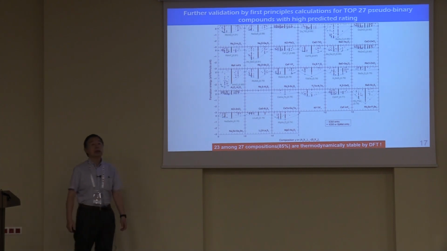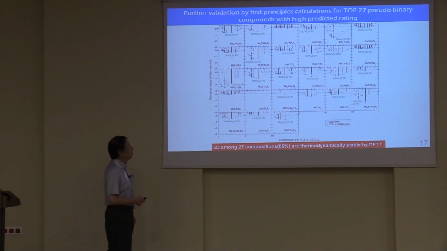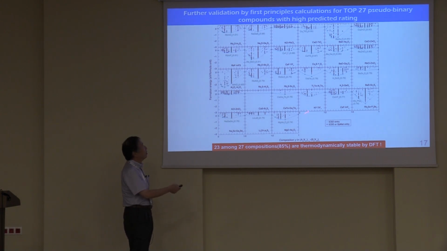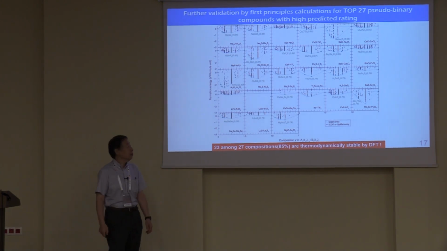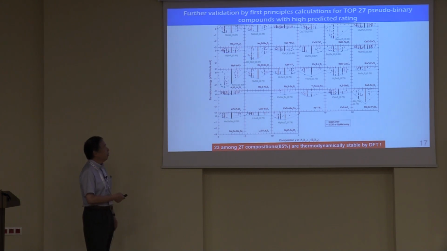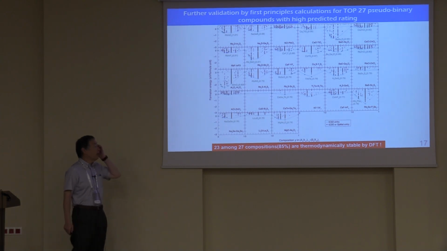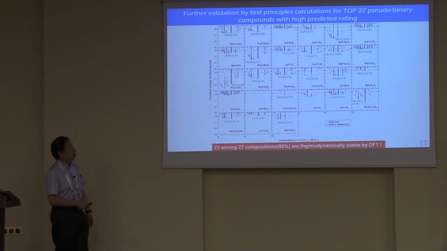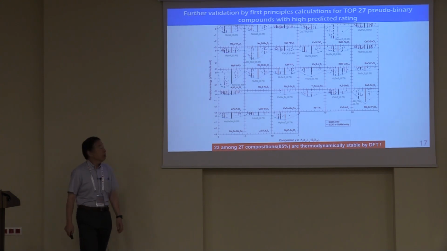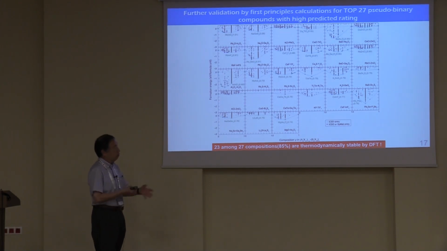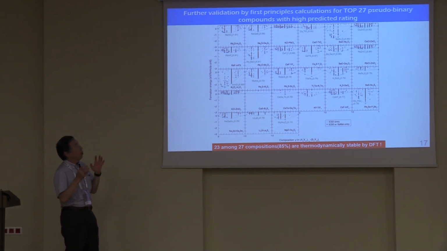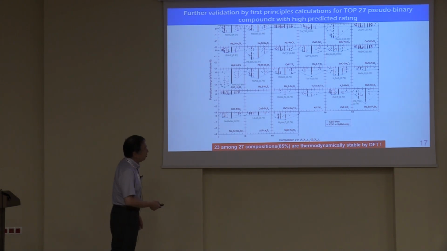A similar examination was performed for 27 different composition pseudo-binary systems, and we found that 23 among 27 compositions are located on the convex hull, which means they are thermodynamically stable by DFT. So this is quite a satisfactory result, and our prediction without any prior knowledge, just by the arrangement of tensor elements, is well confirmed by DFT calculation.